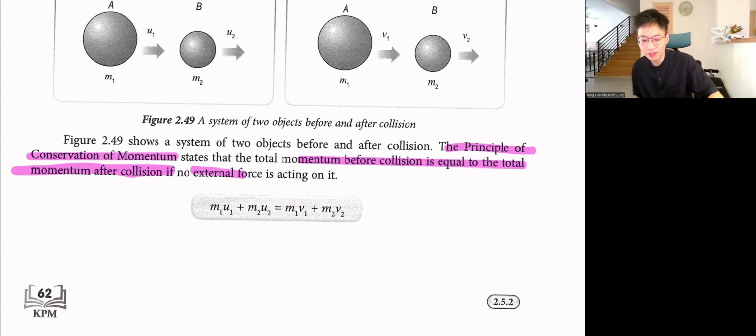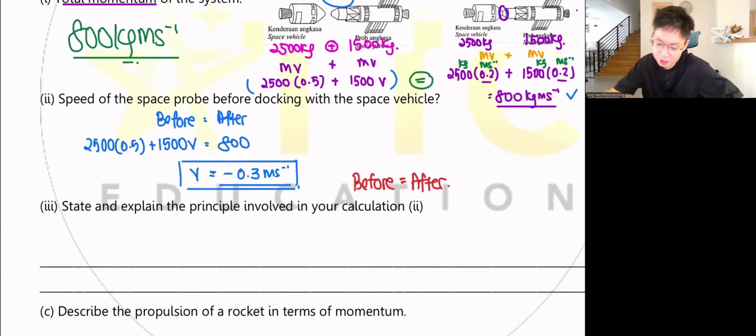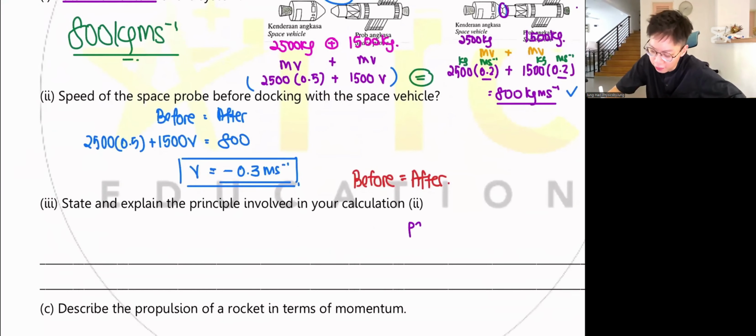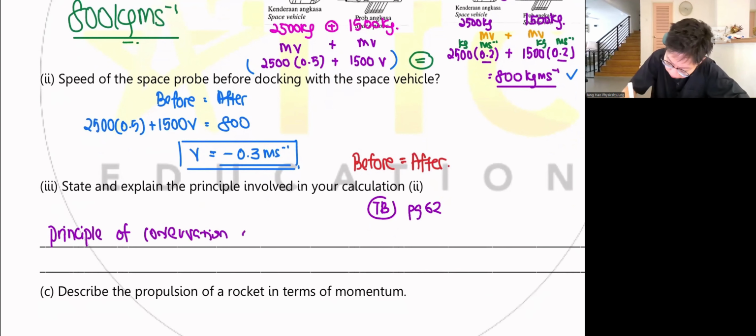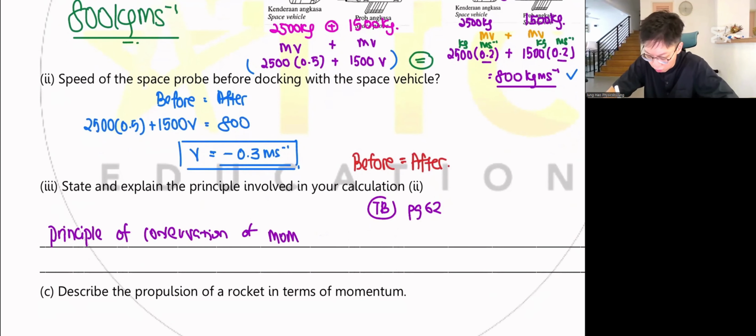So if they ask you here, you just write: refer to textbook TB page 62. It is actually the principle of conservation of momentum. It's the principle of conservation of momentum.